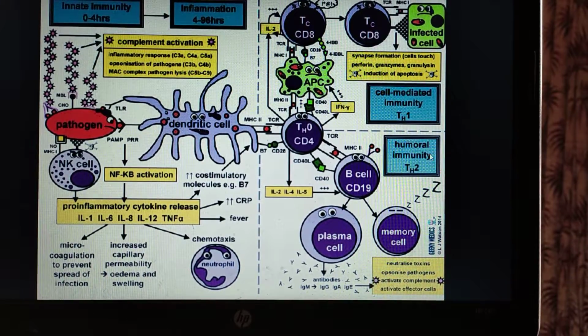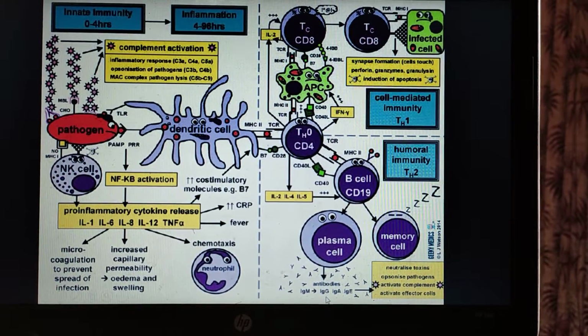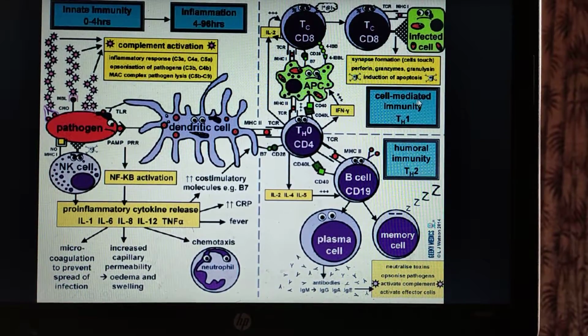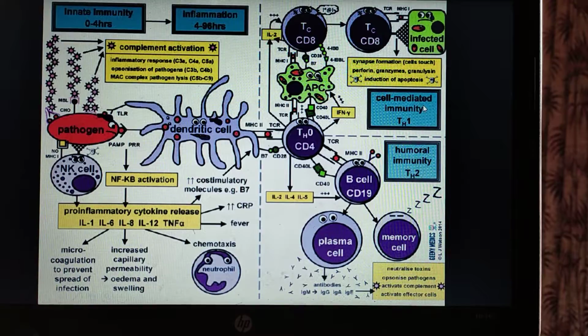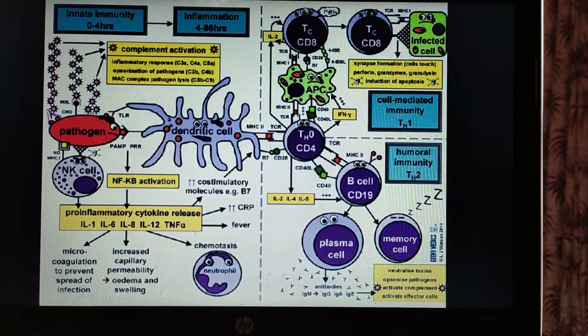Humoral means fluid, and this means antibody present in the form of fluid, so it is the humoral response. Next is the cell mediated immune response. Why is it so named? Because the immunity is mediated by the cells, that is the T cytotoxic cell.